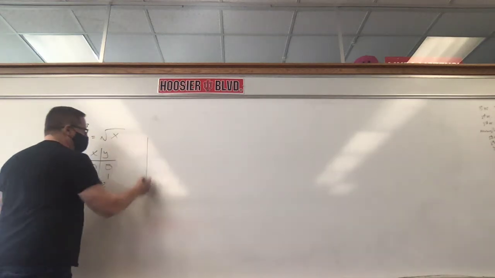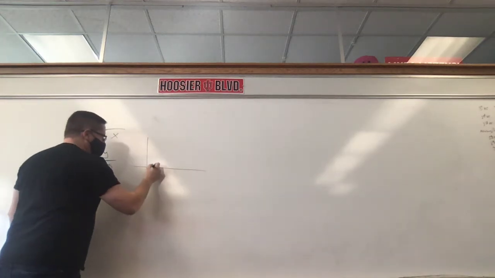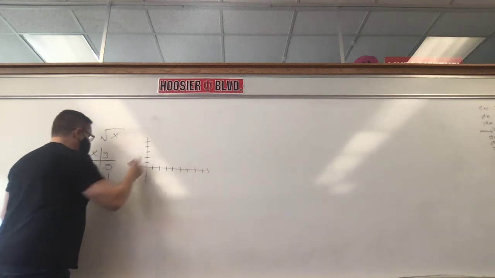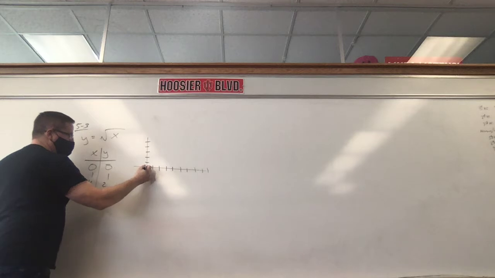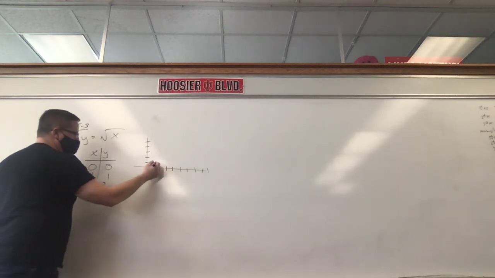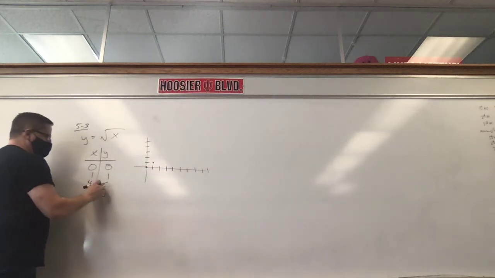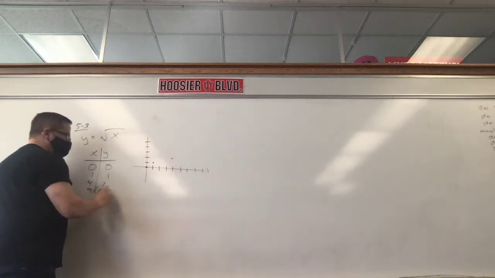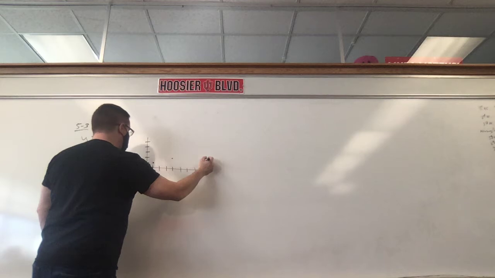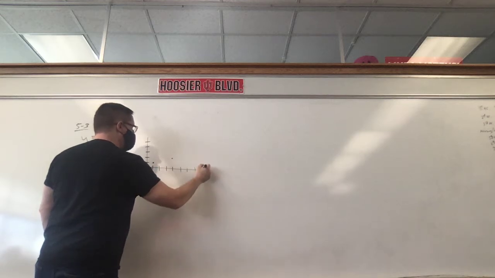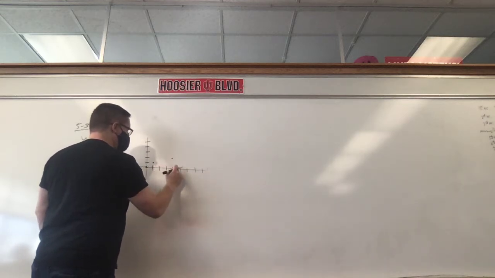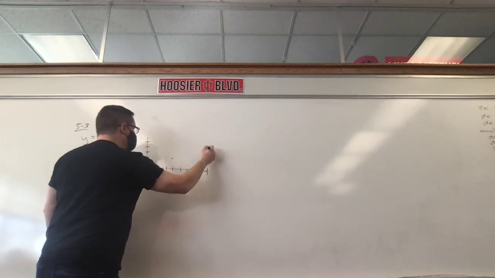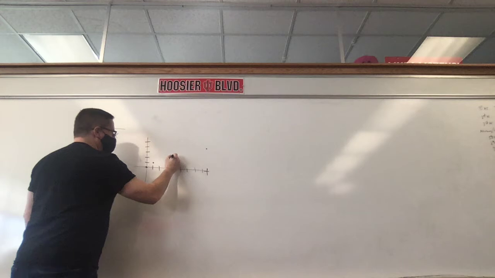So this is not the way we're normally going to do this assignment. We have 0, 0 right here. 1, 1: over 1, up 1. 4, 2: over 4, up 2. And 9, 3: over 9 and up 3. This is off by a little bit, okay?